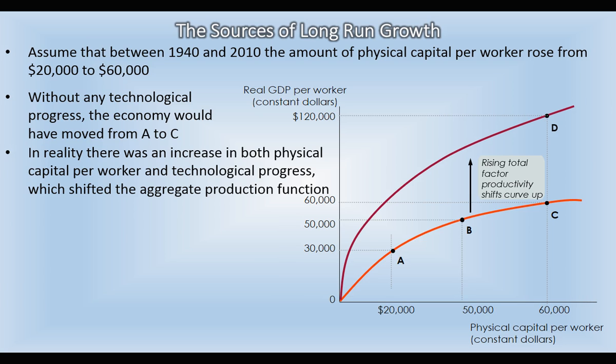But because the level of technology increased, that means that at a level of 60,000 physical capital per worker, before we were able to produce $60,000 worth of GDP per worker, but now we're able to produce $120,000 per worker. And so that shift of that point has to be due to technological progress, because it's not due to physical capital per worker changing, because that would just be a movement along it, and it's not due to human capital changing, because we assume that that is not changing.